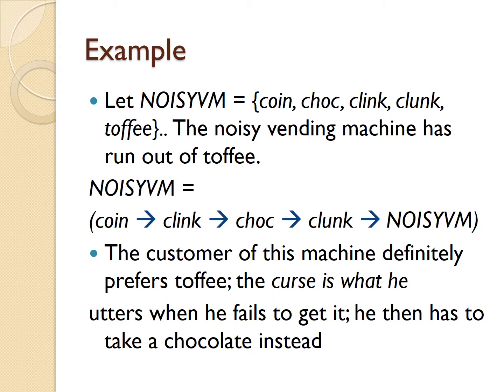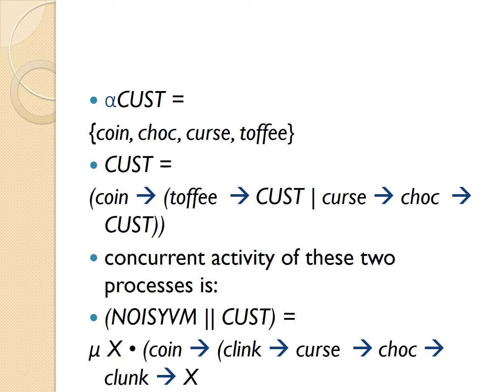The customer of this machine definitely prefers toffee. Curse is what he utters when he fails to get it. He wants toffee, but curse, there is no toffee in the machine. So he has to take a chocolate instead. There is no other option. So for the customer, you have the events coin, chocolate, curse, toffee. The events have increased now. The curse is also placed there because if you don't have toffee, then you have to take chocolate.